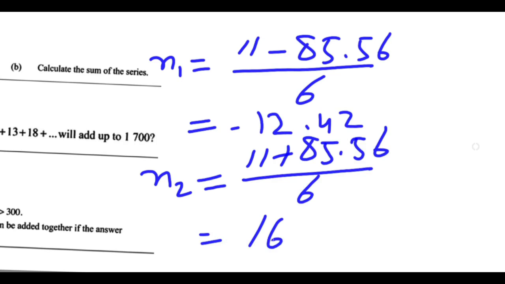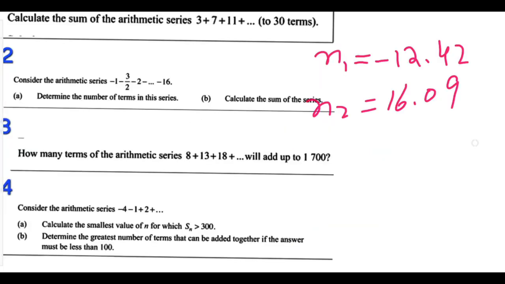That will be 16.09. Since n must be a positive integer number of terms, we consider n is equal to 16.09. The inequality 3n square minus 11n minus 600 greater than 0 holds for n greater than 16.09. So the n must be greater than 16.09.